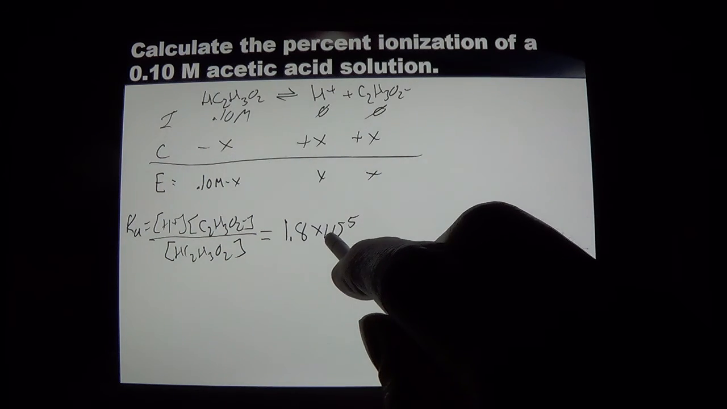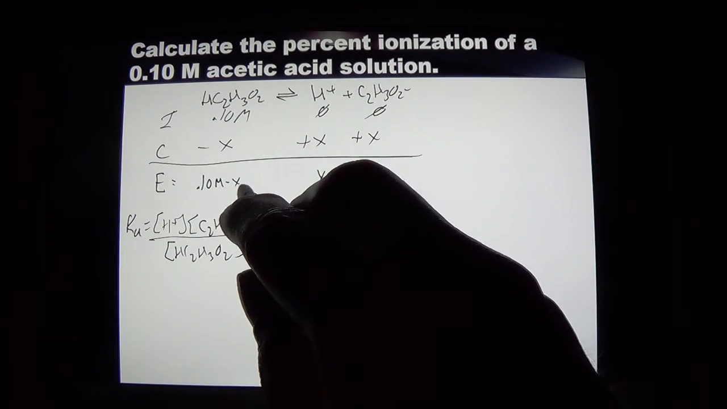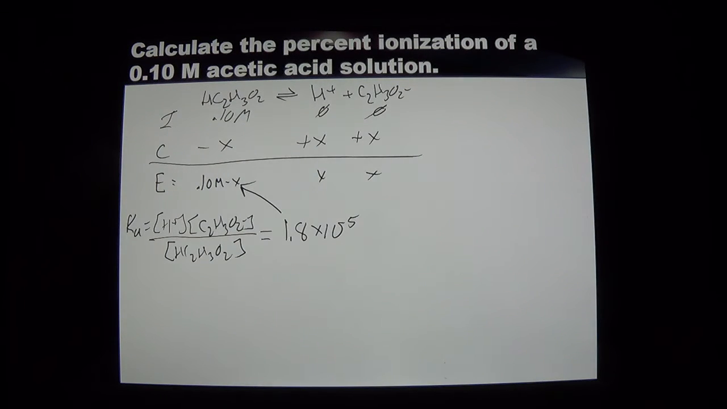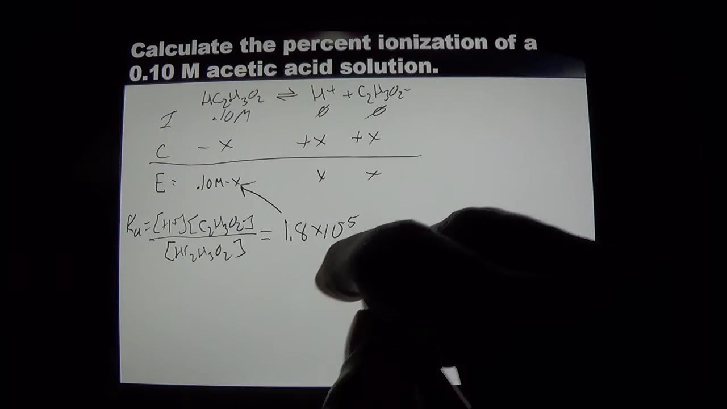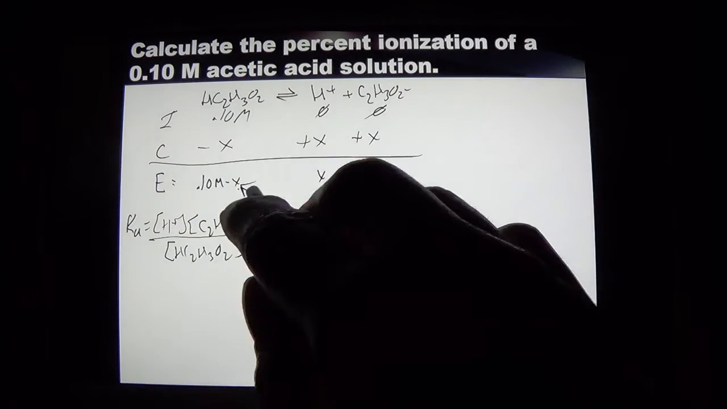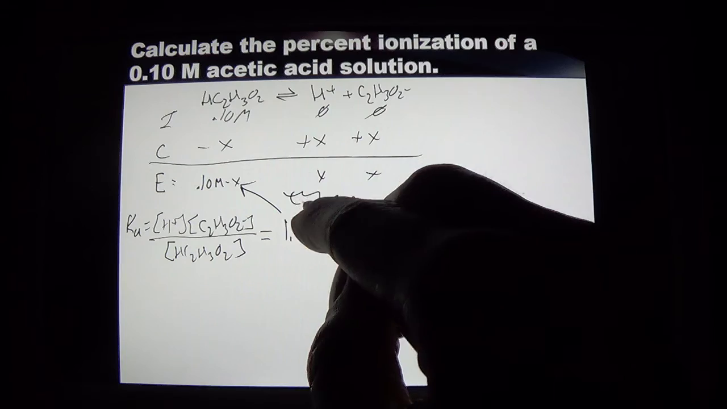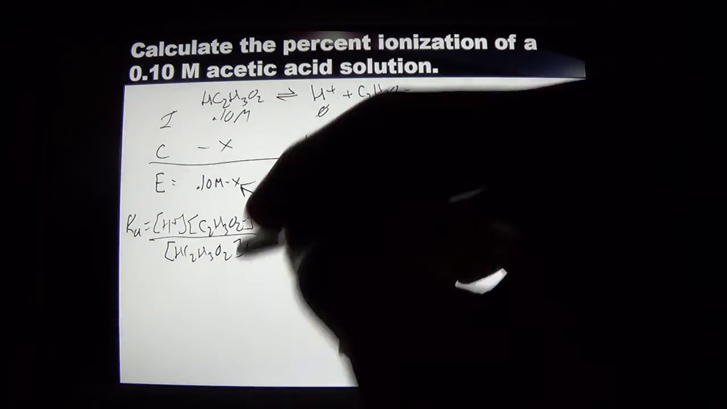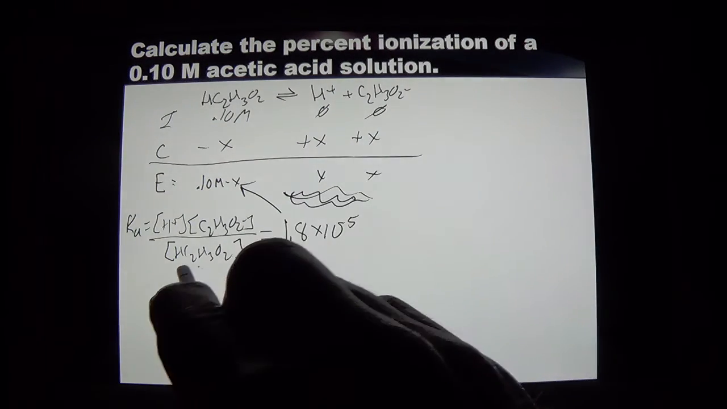So there's our Ka, and check out what I notice. That would make that x ignorable, very, very small. So I can do the assumption, and I would write the words, assume, blah, blah, blah, blah. We've done that many times before. You can handle that by now.